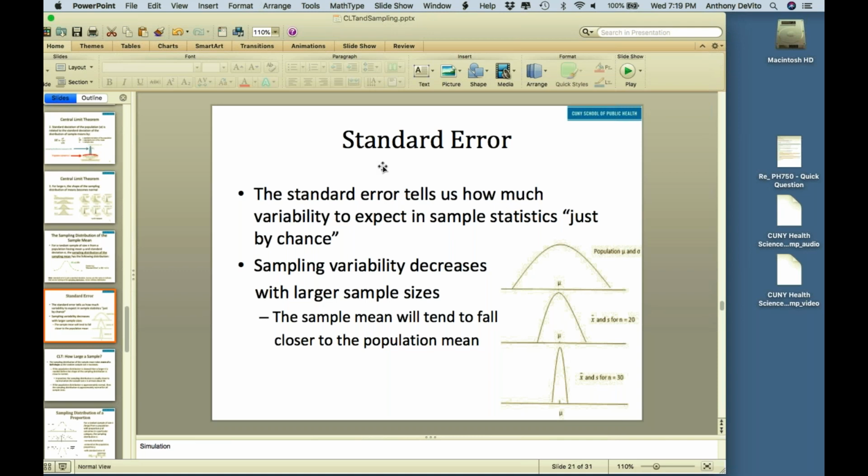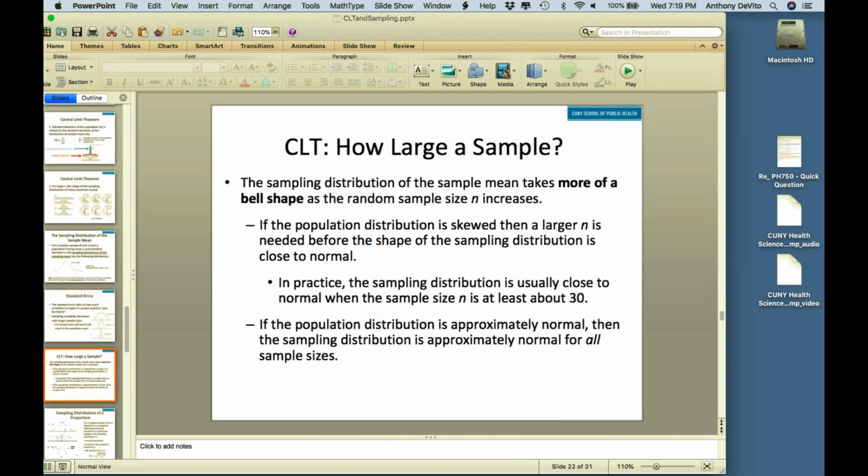What does that tell us? That tells us that the sample distribution with a standard error of 5 is more likely to give us a good approximation of the mean than a standard error of 10, because the means of sample results are more variable in the one that has a standard error of 10.